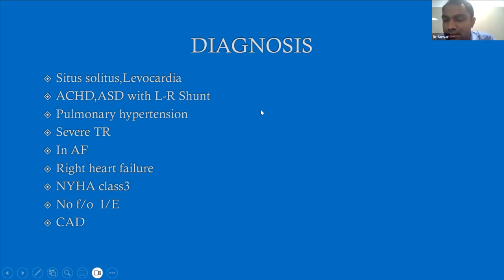CV wave in JVP. No, wait. In stenotic lesions, we say the valve area is the criteria, right? Yes. But in regurgitant lesions, what is the criteria to say it is mild, moderate, or severe regurgitation? It applies to all valves. But what is the parameter that you use to say it is severe TR?